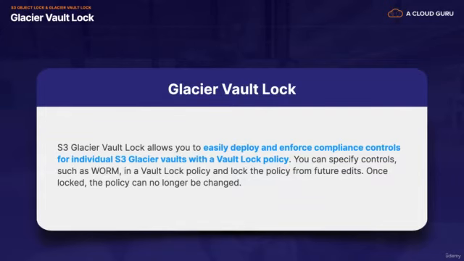Let's move on to Glacier Vault Lock. Glacier Vault Lock basically allows you to easily deploy and enforce compliance controls to individual S3 Glacier vaults with a vault lock policy. And you can specify controls such as WORM in a vault lock policy and lock the policy from future edits. Once locked, the policy can no longer be changed. So it's just a way of locking your objects inside of Glacier, similar to S3 Object Lock.